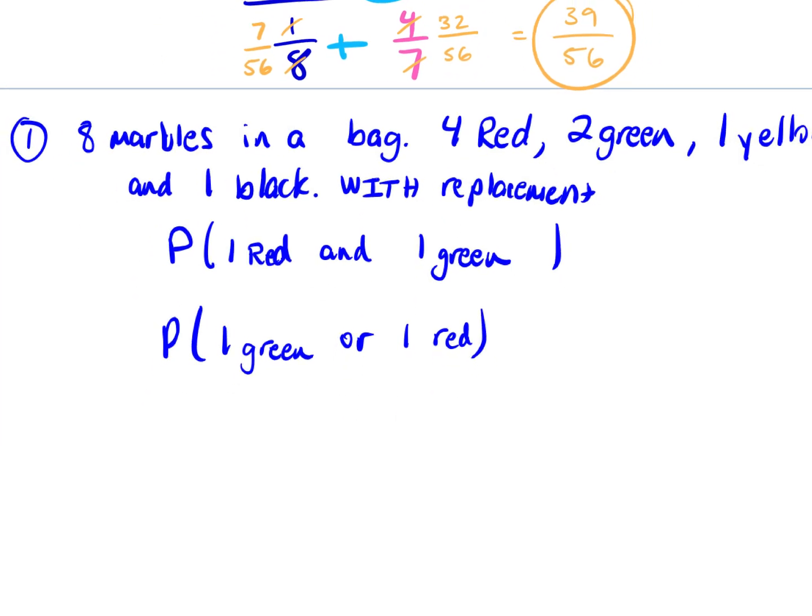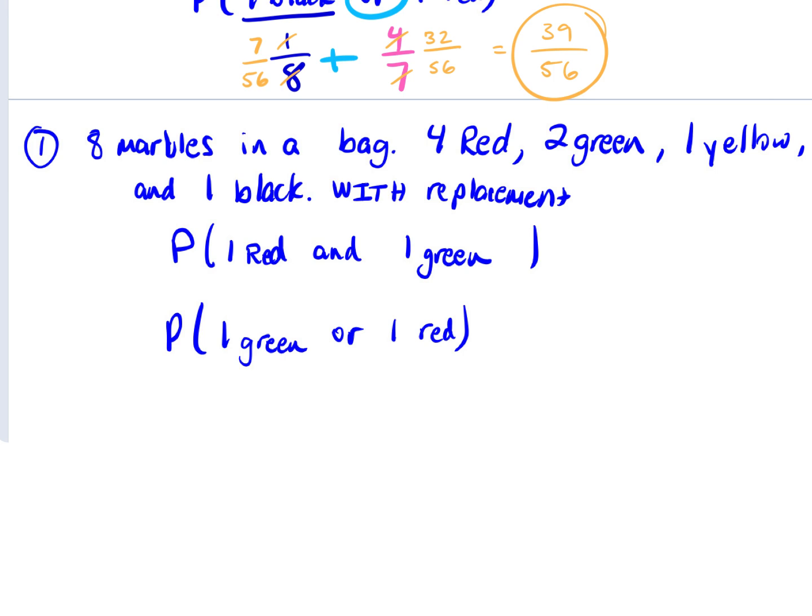Let's look at the question below. It says 8 marbles in a bag, 4 red, 2 green, 1 yellow, and 1 black. With replacement, what's the probability of picking a red and 1 green? With replacement means that we're putting the marble back in the bag. So we have the same amount of marbles for our second pick as we do for the first one.